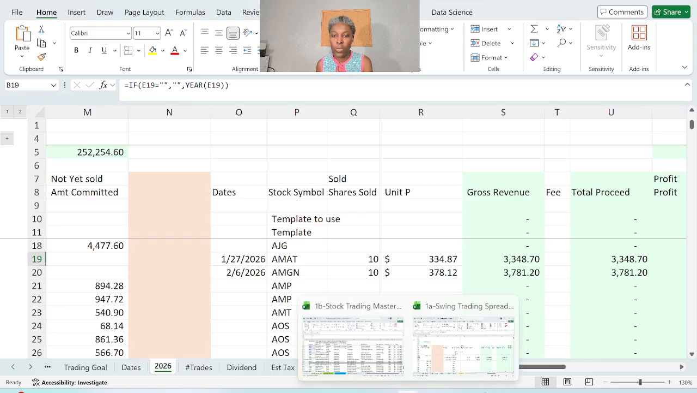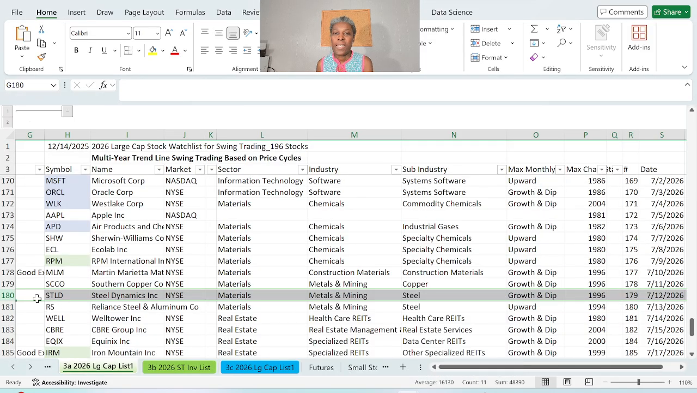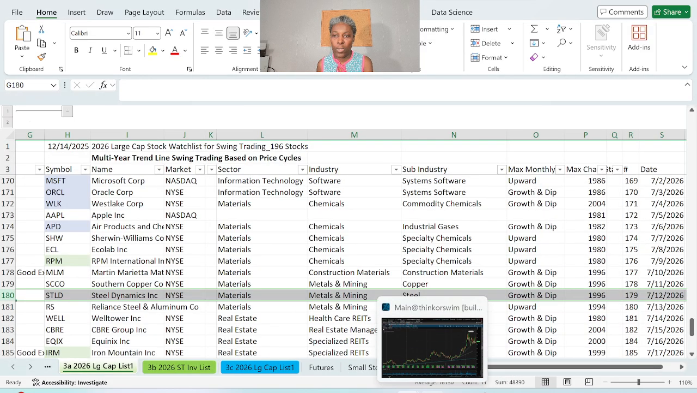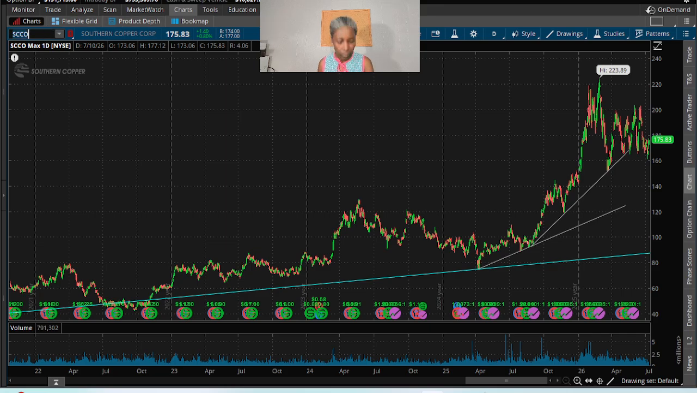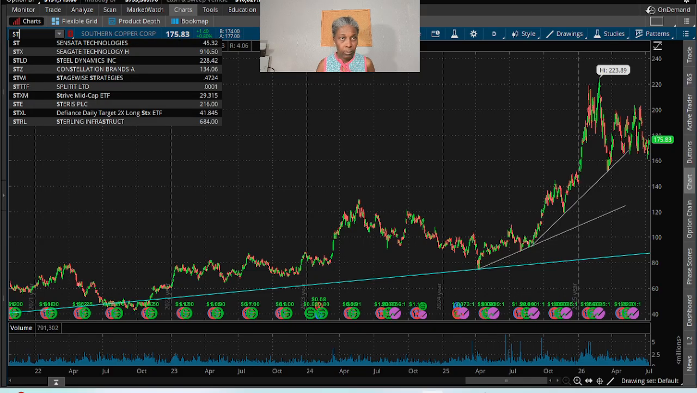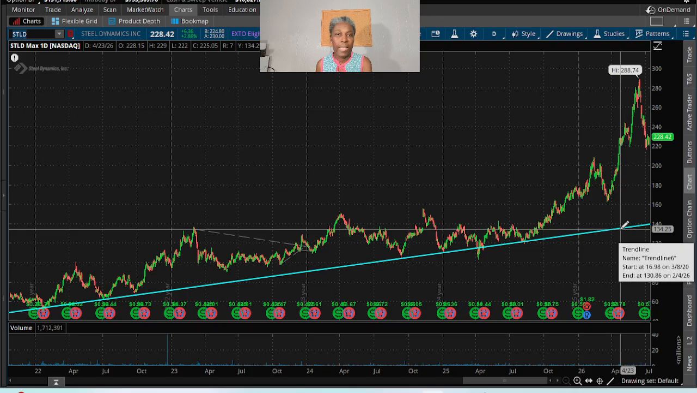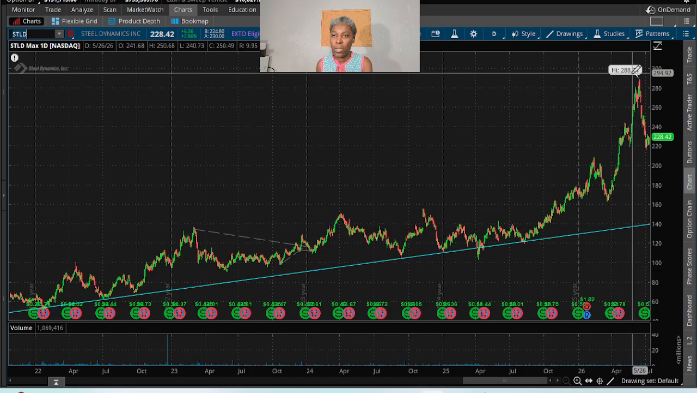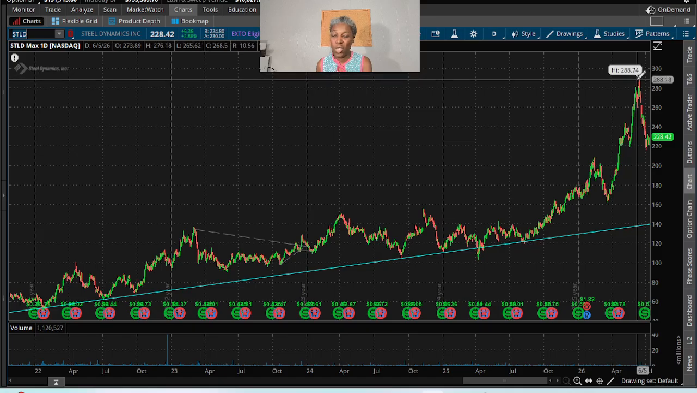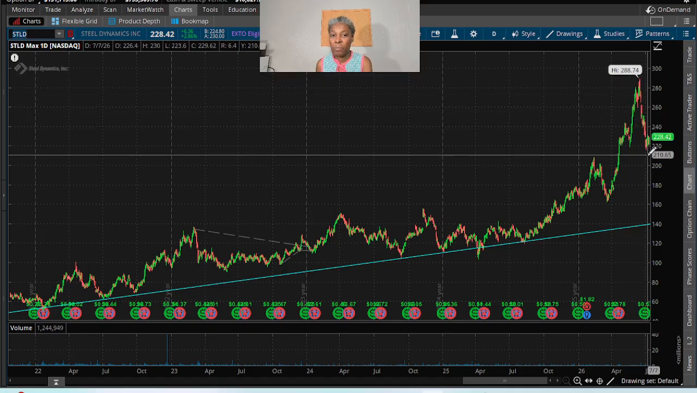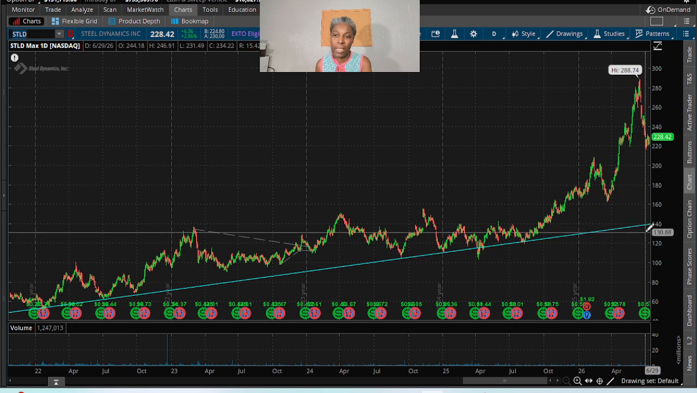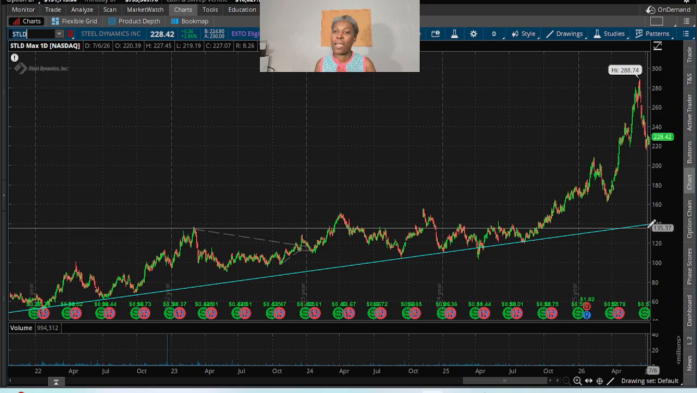So today we are going to analyze STLD as of July 12, 2026. I have not purchased this stock yet, and I like to purchase it at the support line. It reached its all-time highest price this year, and it could well be on its way down, but it's not there yet. Therefore, it's not in my buying zone yet.